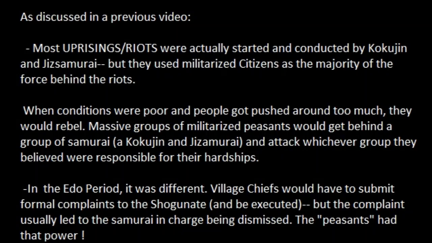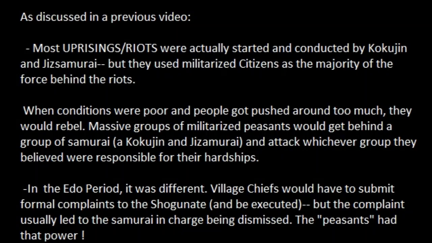These uprisings and riots were actually started and conducted by the Kokujin and the Jisamurai, and they used militarized citizens as the majority of the force behind the riots. Now, this is pre-Edo, because the way that a riot was conducted in the Edo period is very different. We'll get to that in a second. So pre-Edo, it's a massive group of militarized citizens led by Kokujin and Jisamurai, right? Led by samurai. It may only be one or two, a small group of samurai, but a small group of samurai with a massive group of militarized peasants. When conditions were poor and people got pushed around too much, they would rebel. Massive groups of militarized peasants would get behind a group of samurai and attack whichever group they believed were responsible for their hardships. That's how the uprisings and the riots took place pre-Edo.